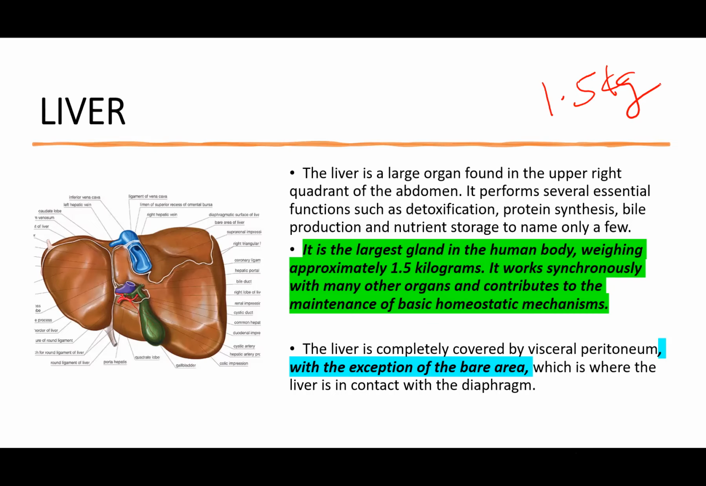Now, you should know that the liver is completely covered by the peritoneum, with the exception of the bare area of the liver, which is where it is in contact with the diaphragm. Now, if you look at this diagram, this portion is termed the bare area. This is the area that is not covered by the peritoneum, and this area is in direct contact with the diaphragm.